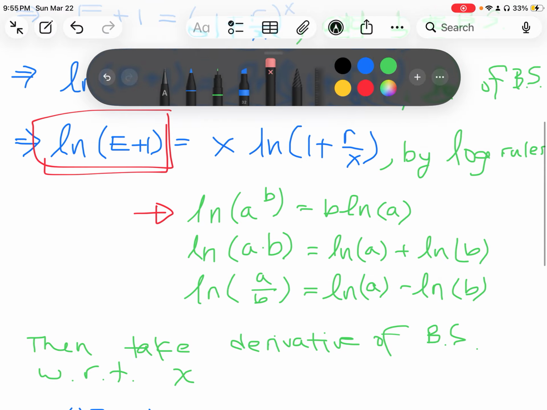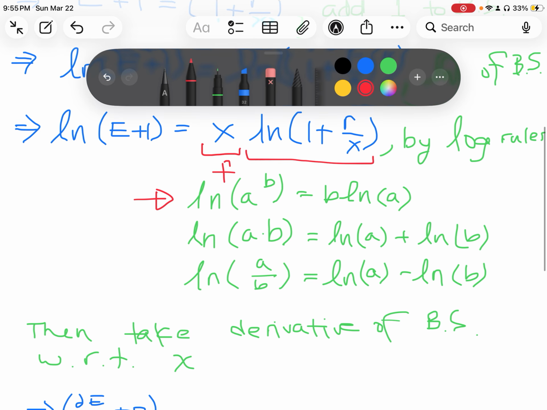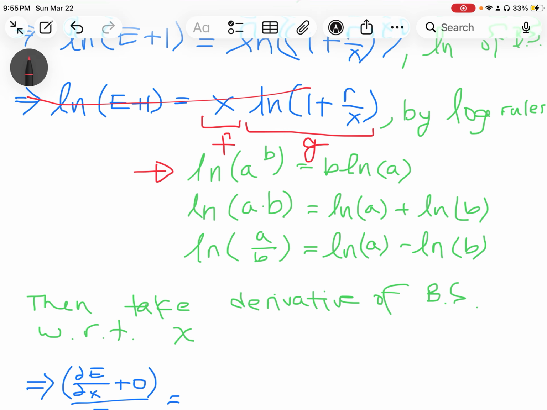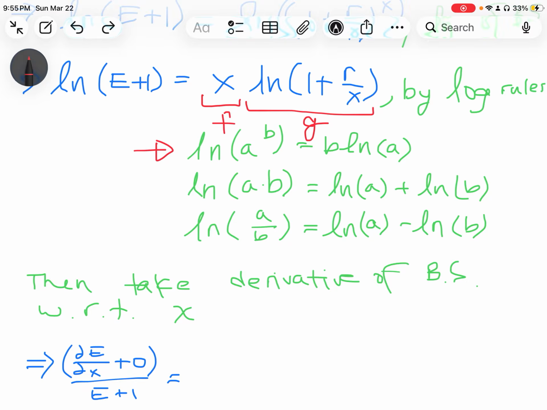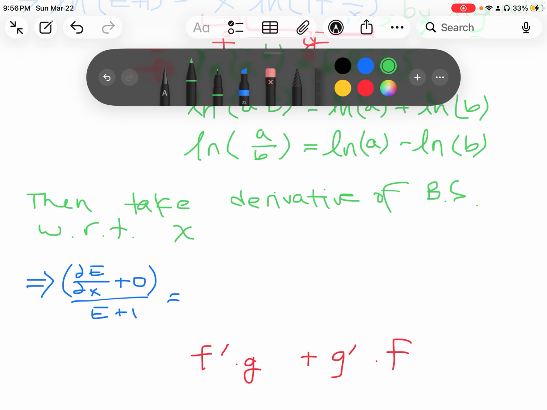now we're going to take the derivative of the right-hand side. On the right-hand side, we have two things. Let's call them f and g, right? We're going to use the product rule here. The product rule is the derivative of the first times the second, plus the derivative of the second times the first. So that's the product rule.